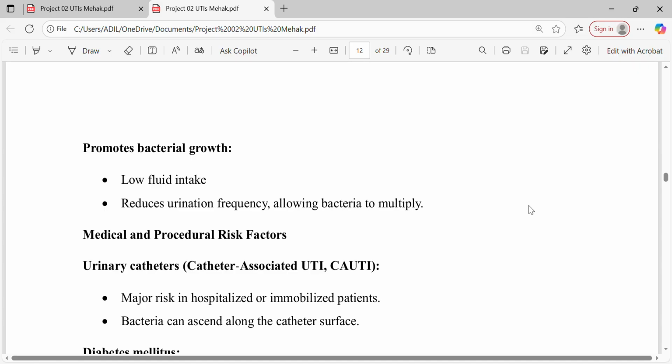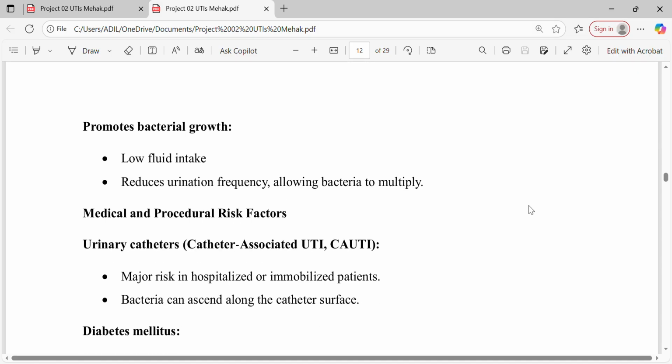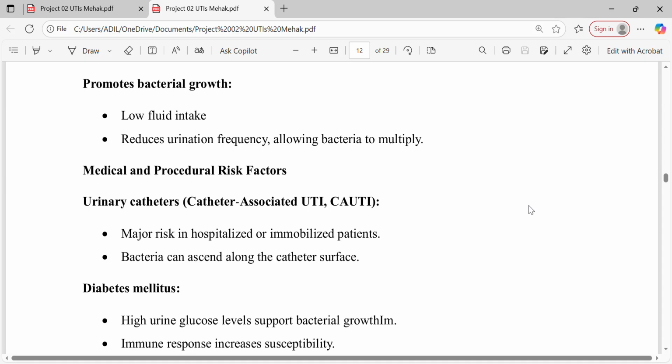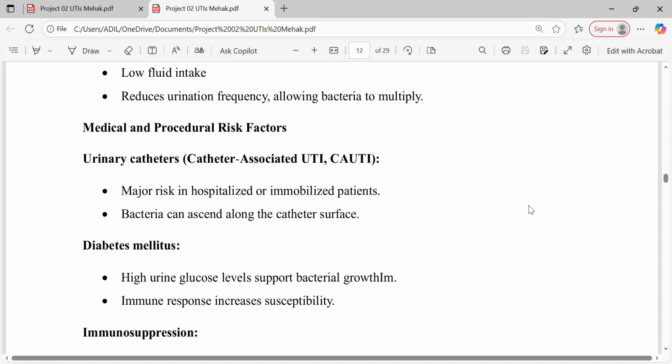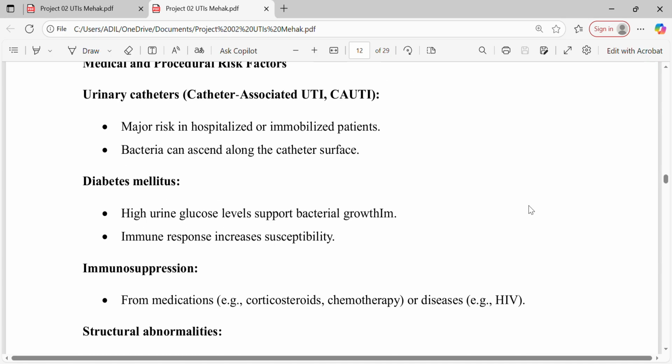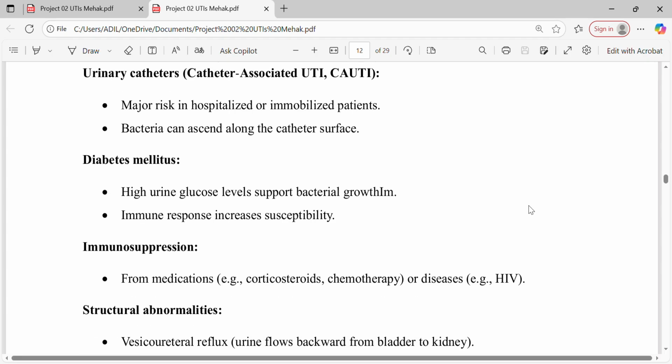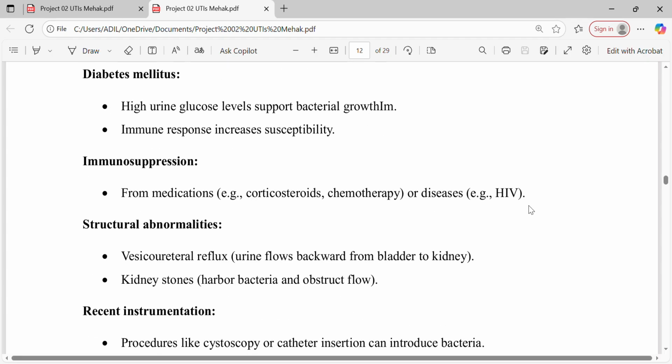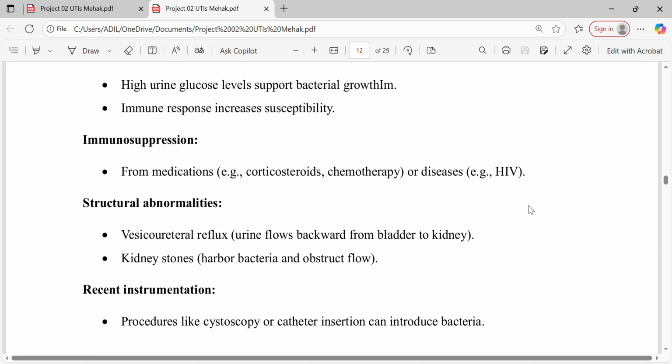Medical and procedural risk factors. Urinary catheter-associated UTI. Major risk in hospitalized or immobilized patients, bacteria can ascend along the catheter surface. Diabetes mellitus. High urine glucose levels promote bacterial growth, and impaired immune response increases susceptibility. Immunosuppression from medications, for example corticosteroids, chemotherapy, or diseases, for example HIV.